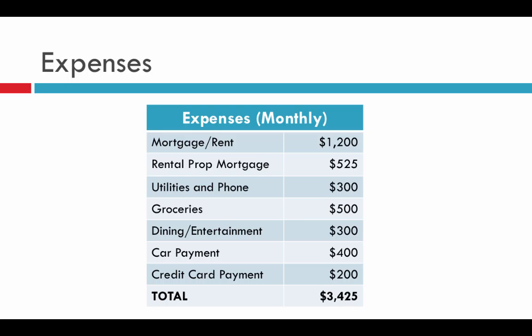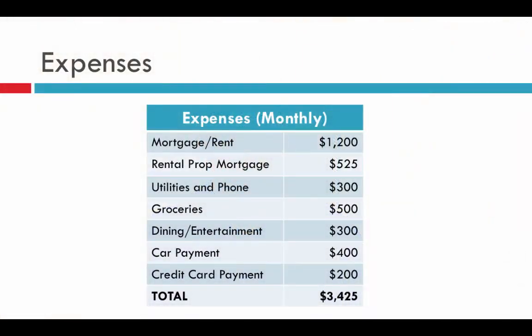Then there's groceries, eating out, and going to a show or two. This person has a car payment, so that expense is captured, $400. And they have a credit card payment they make every month of $200. Most people have more expenses than are listed here, and you probably do too. The cash flow statement should capture everything, but this is just an example. When we add up this person's expenses, they spend $3,425 a month, or at least they did in the month being tracked. Easy enough, right?